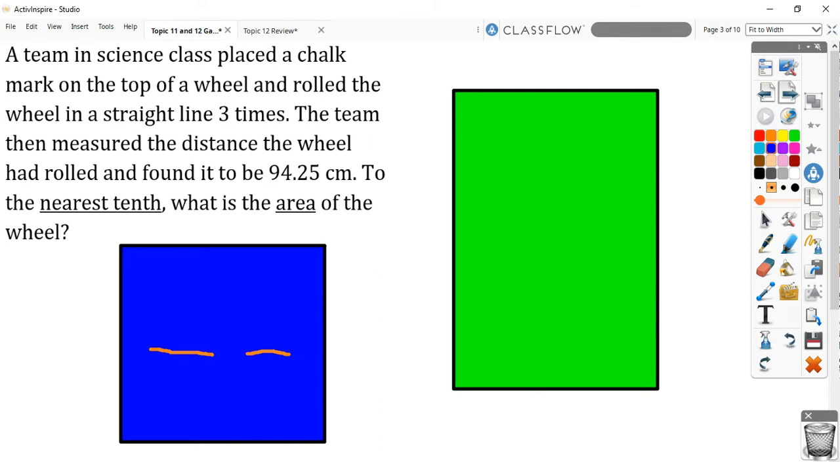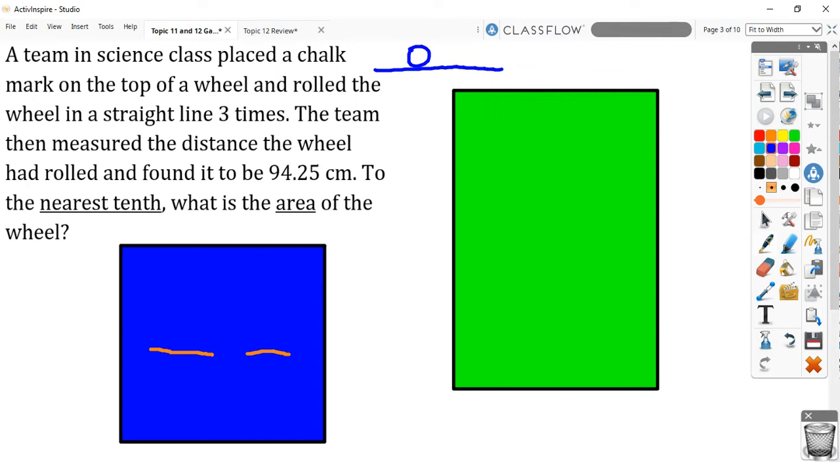Going on now to look at question number 3. Question number 3 requires a couple extra steps of thinking, so work with me here as I talk through it. It says that a team in science class placed a chalk mark on top of the wheel and rolled the wheel 3 times. So when you think about a wheel that is rolling on the ground, what part of the wheel is actually touching the ground?